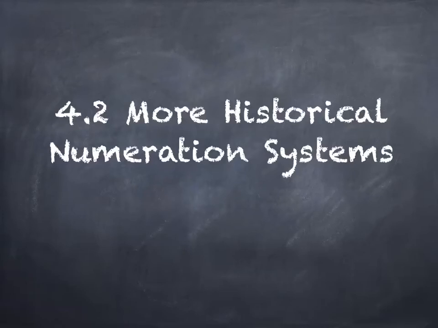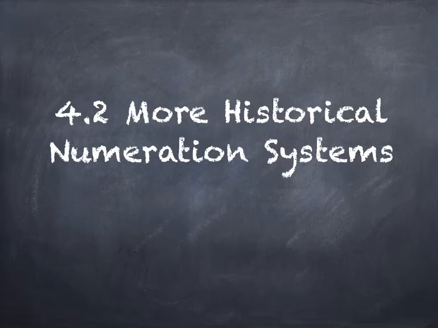All right, section 4.2. We started section 4.1, or we did section 4.1 in the last couple class periods, and we talked about historical numeration systems. Which systems did we use? Chinese, Roman, and Egyptian. Those were the three.